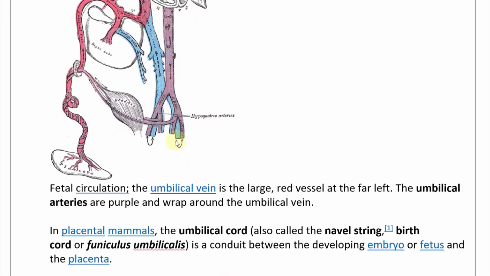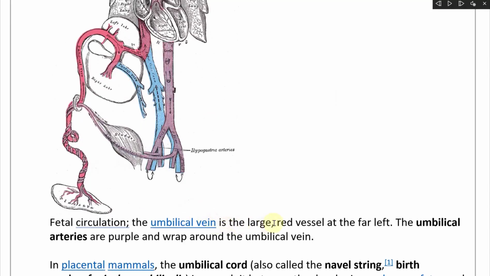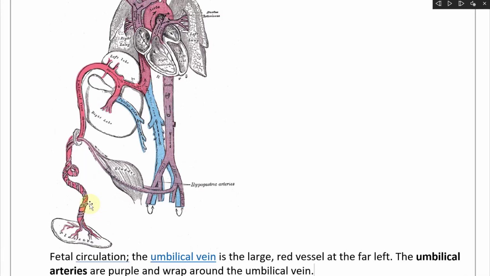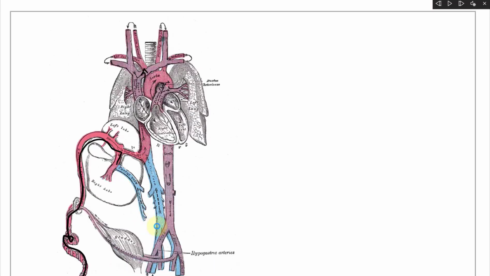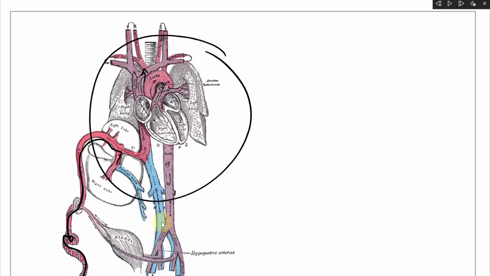Anyways, let's take a look over here. This is the fetal circulation, and the umbilical vein is a large red vessel on the far left, and this is the red one over here. Remember, it's the vein, so it's going towards the heart. And so it goes from here, it loops around, etc., goes towards the heart. Notice the arrows there, and this is the heart of the child. It's the child. This isn't the mom there.